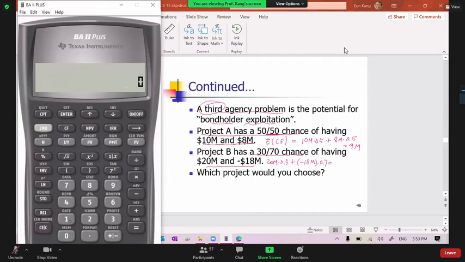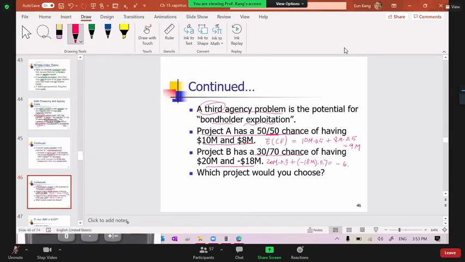Then what? 18 million times 0.7 is 12.6. But 20 times 0.3 is what? Only 6. So 6 minus 12.6 is minus 6.6 million. So the expected cash flow of A is 9 million, and B is minus 6.6 million.